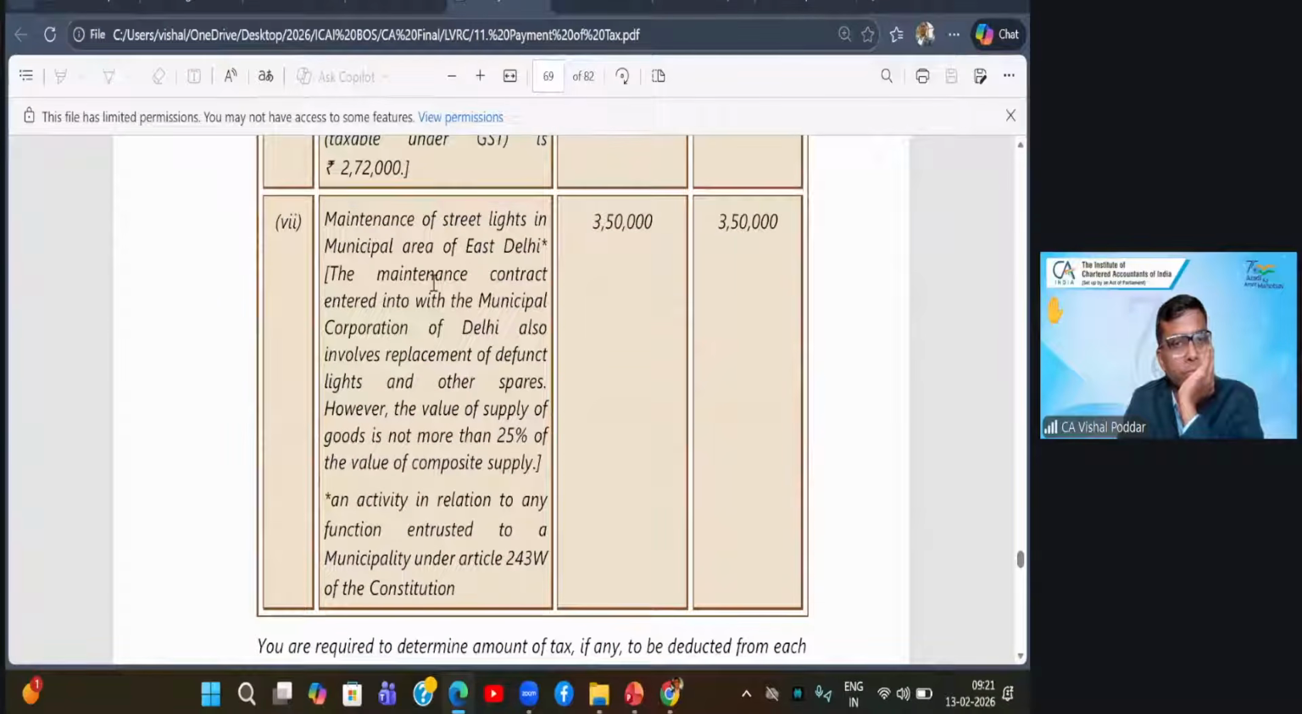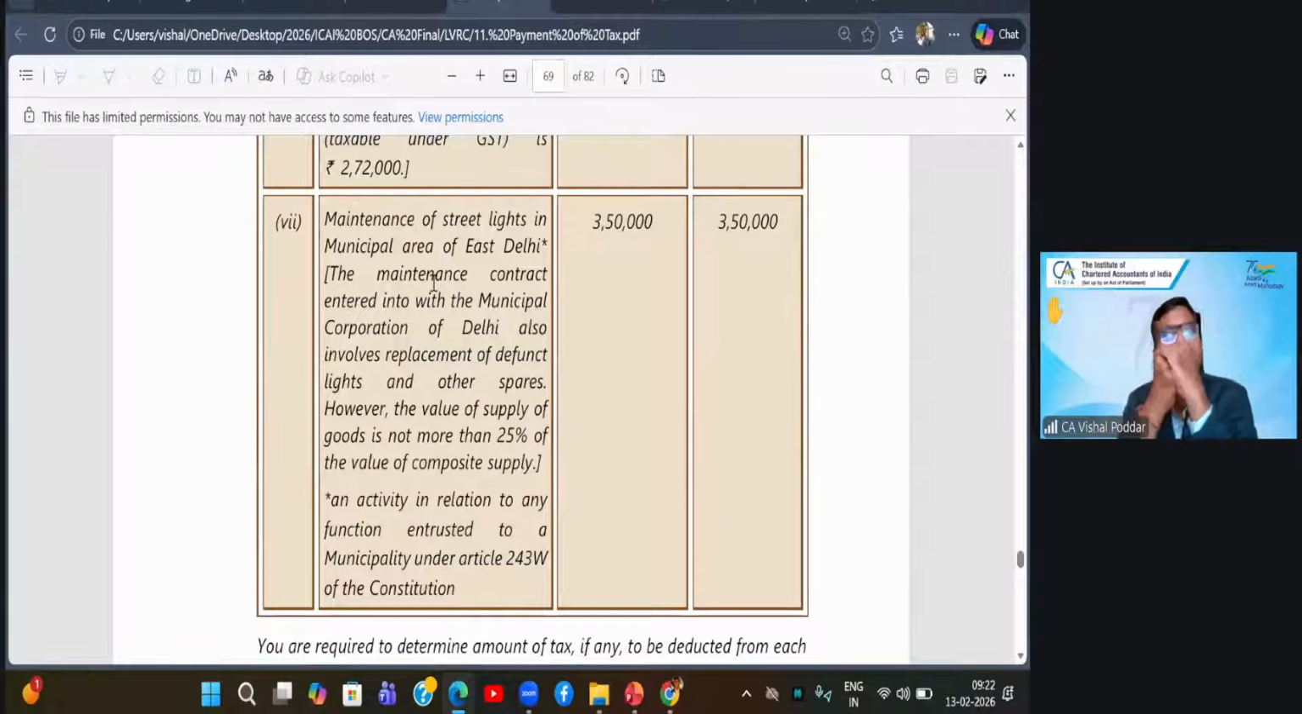Then comes seventh, maintenance of street lights in municipal area of East Delhi. The maintenance contract entered into with the Municipal Corporation of Delhi also involves replacement of defunct lights and other spares. However, the value of supply of goods is not more than 25% of the value of composite supply. It is a composite supply and an activity in relation to any function entrusted to a municipality under Article 243W of the Constitution. What is the relevance of this? That the activity is in relation to the functions of municipality and the value of goods does not exceed 25%.